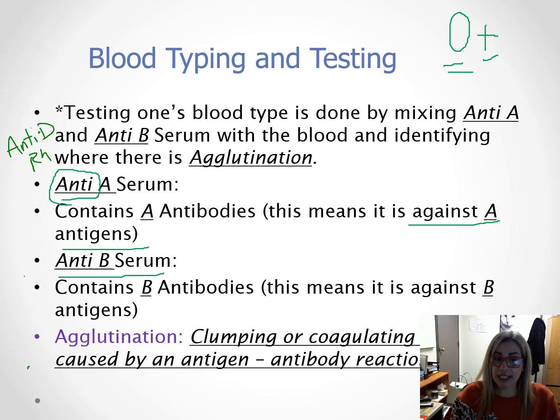And then, as we already said, agglutination is that clumping or coagulation, that irreversible change as all those red blood cells become immobilized and clumped together, caused by the antibodies attaching themselves to the red blood cells and immobilizing them, resulting in that agglutination process.